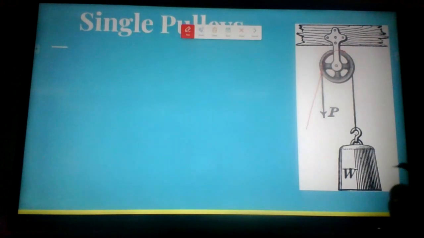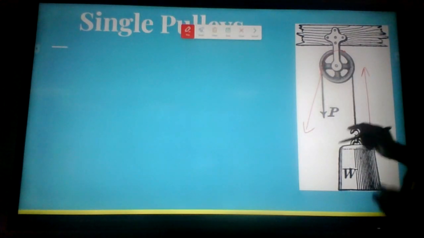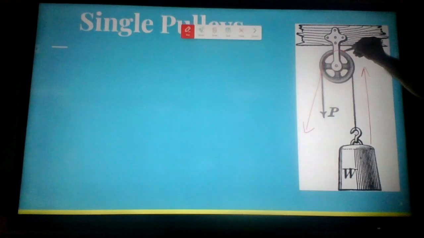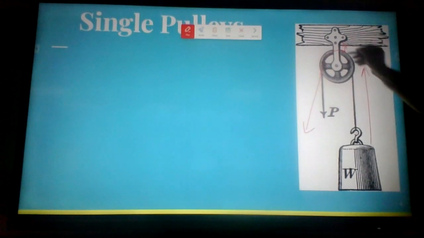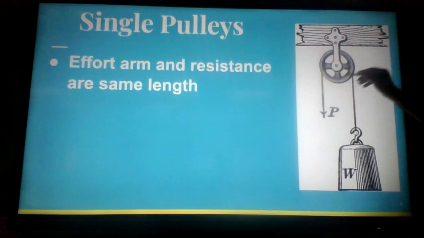The pulley is going to help us lift this weight up, because when we pull down on the rope, we're working with gravity. We have resistance here that will push up as we pull down and allow us to turn this wheel here and lift the object straight up. We have the effort arm and the resistance arm being the same length. So let's put that back up here.